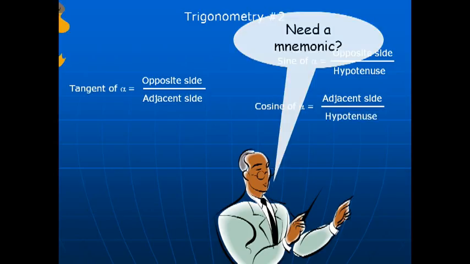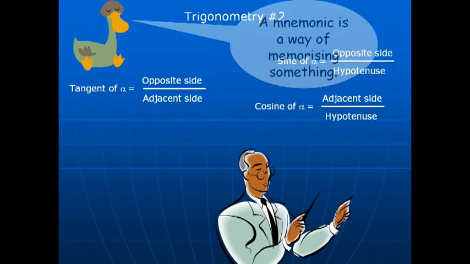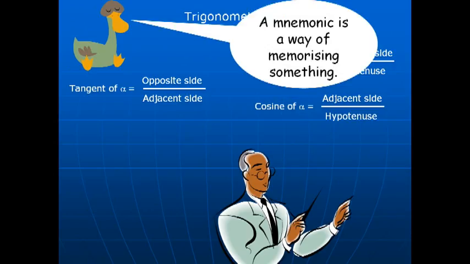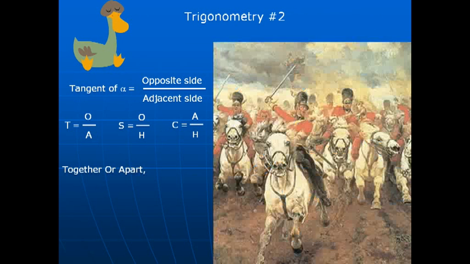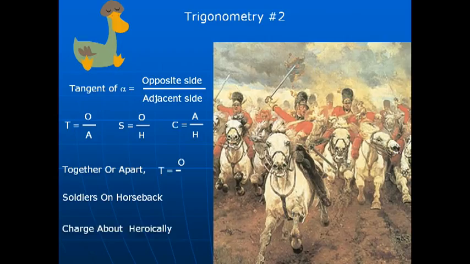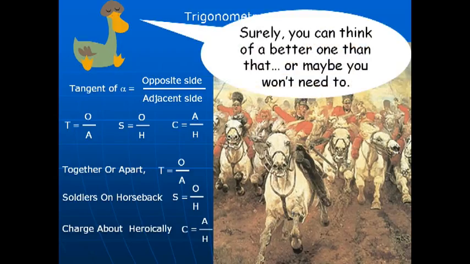Need a mnemonic? A mnemonic is a way of memorizing something. If you make your own, and if they are silly or funny, they are easier to remember. Together or apart, soldiers on horseback charge about heroically. T equals O over A, S equals O over H, C equals A over H. Surely you can think of a better one than that, or maybe you won't need to.